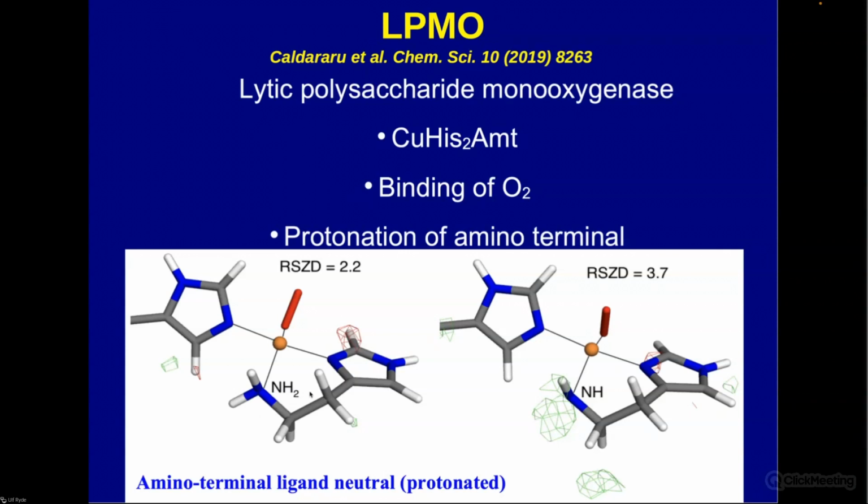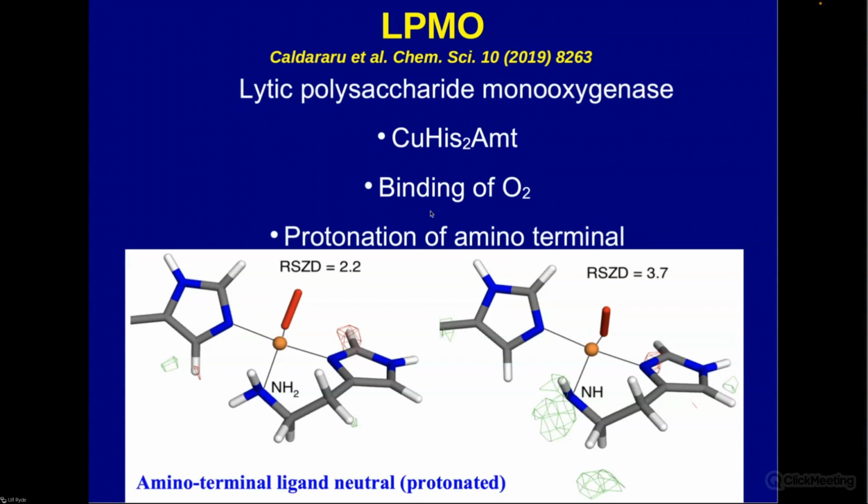You can see that this is quantum refinement of the neutron structure with NH2 or with NH minus, and we have much less difference density in the NH2 structure than in the NH minus structure, as suggested by the crystallographers. So we can do neutron crystallography easily.